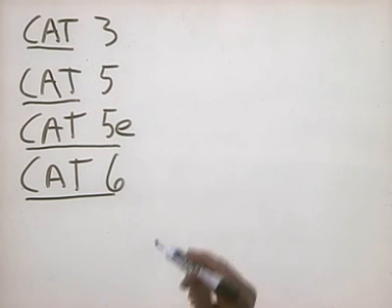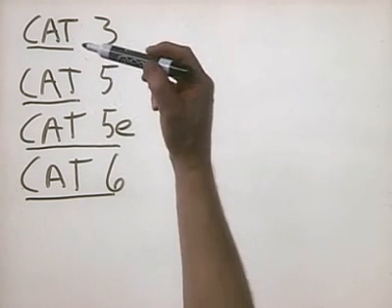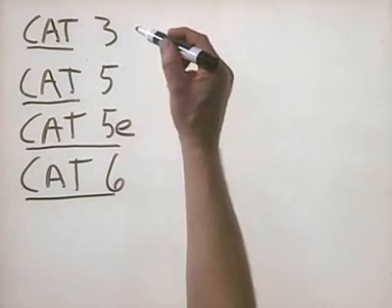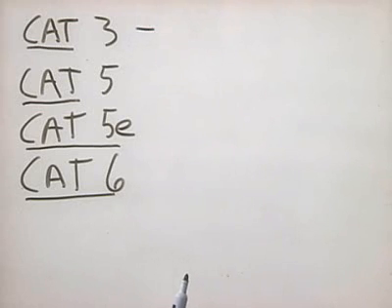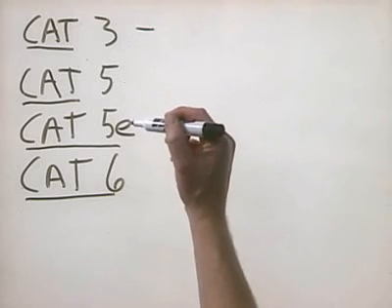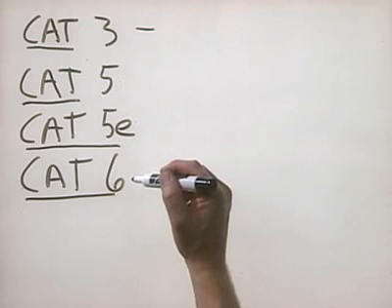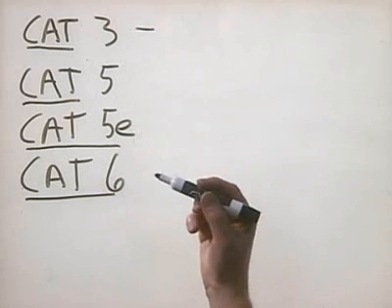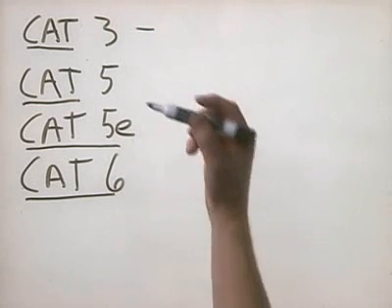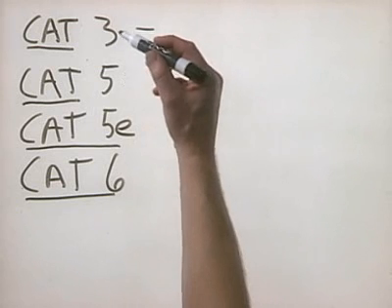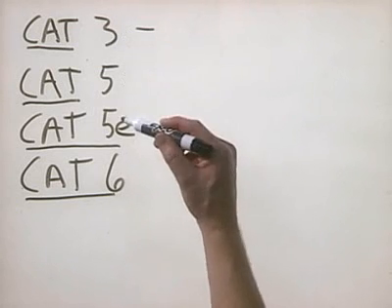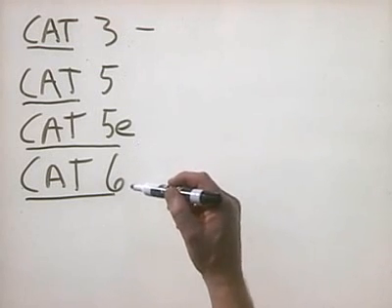Now, an important point to remember is that if you have a specification that requires, say, Category 3 wiring, you can use Category 5, Category 5e, or Category 6. It's backwards compatible. If you have a specification, however, that requires Category 5, you cannot use Category 3, but you could use Category 5e or Category 6.